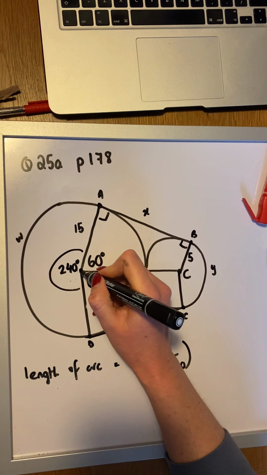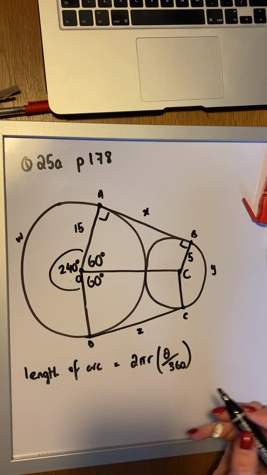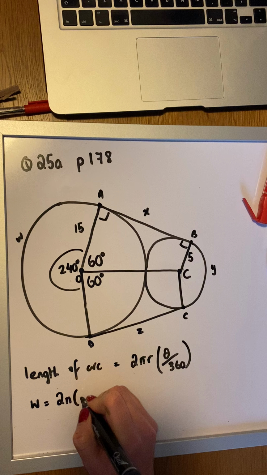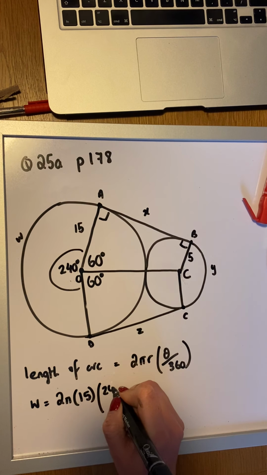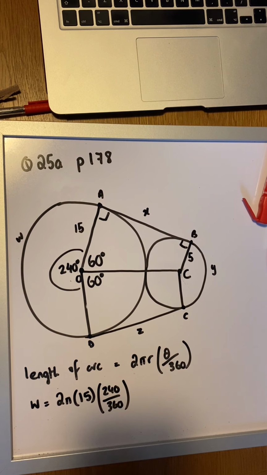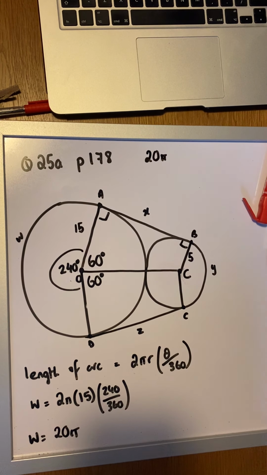The radius of the circle is the distance from the center O to the point A here, which is 15. And putting that into our formula, we have W is equal to 2 pi times by 15 times by 240 over 360. So that gives us 20 pi. So the length of the arc W is 20 pi. So I'm going to write that up here just for our starters, okay?